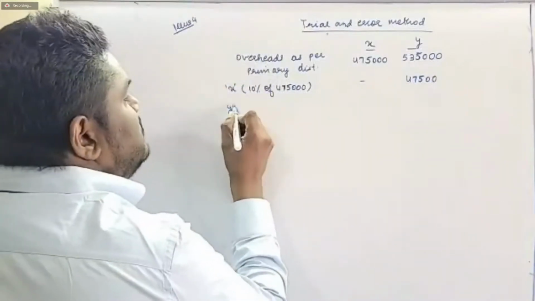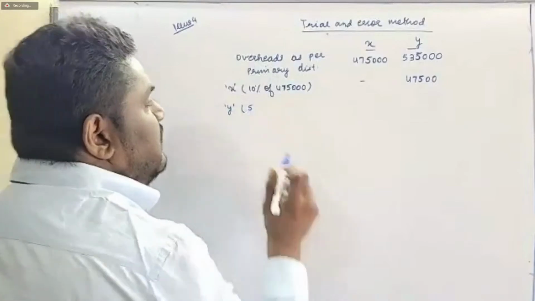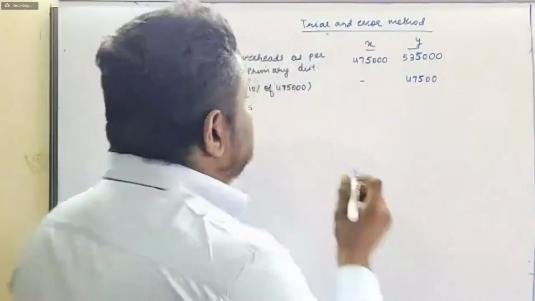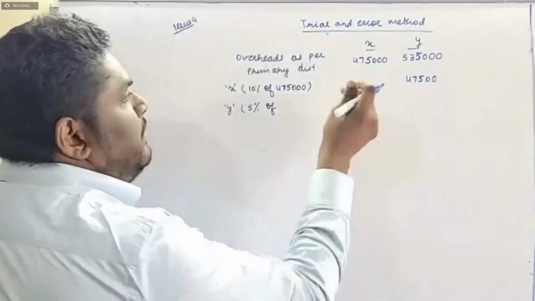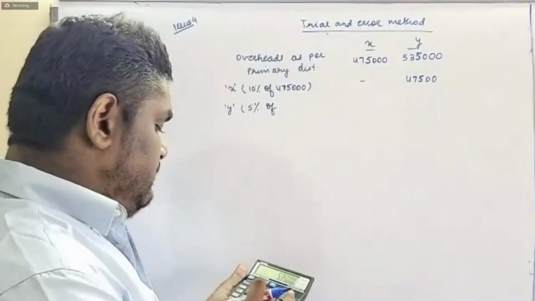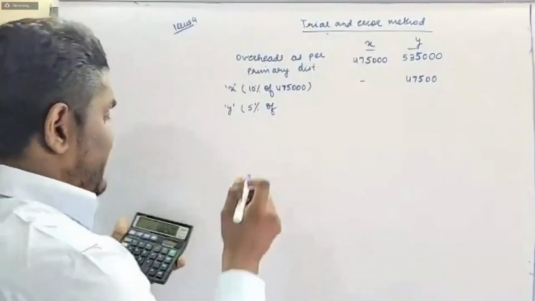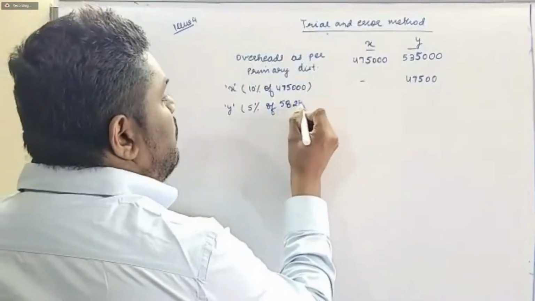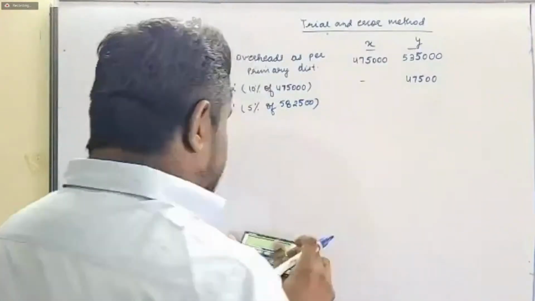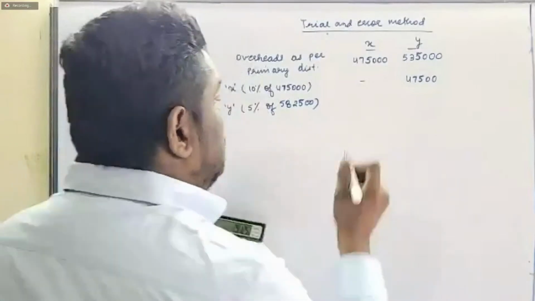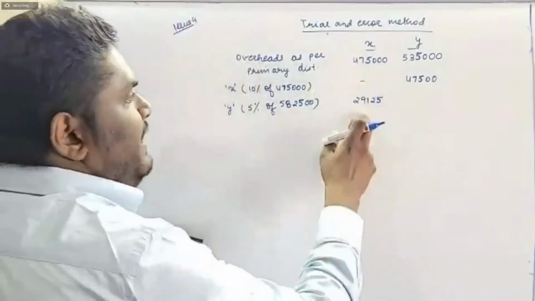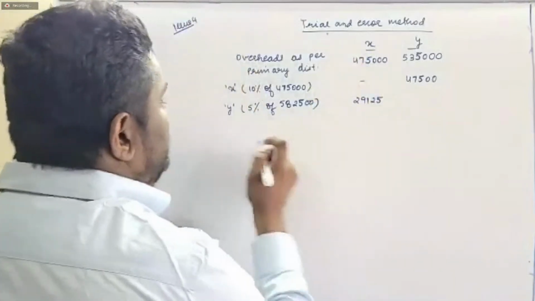Now we'll apportion the overheads of Y. That is, I think it is 5%. So 5% of the total amount, that is 5,35,000 plus 47,500, 582,500. This will be 29,125. Now we have got the overheads of X as 29,125. It will be reapportioned to Y.